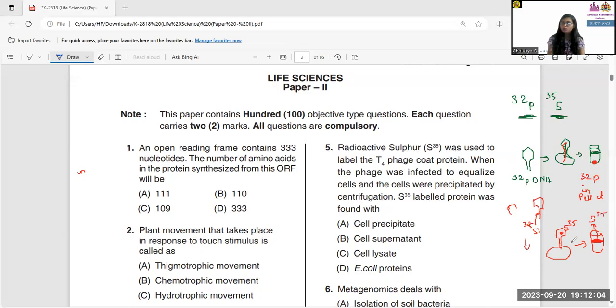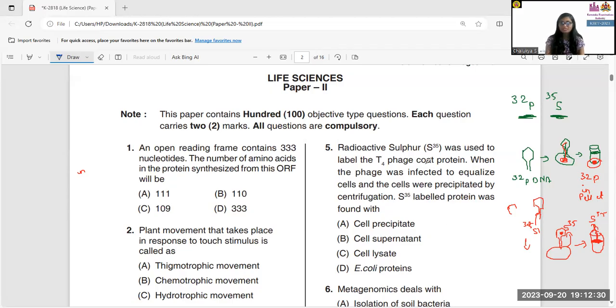That is outside of the cell. Inside the cell, DNA is there. Outside the cell, protein is there. Inside the cell, only genetic material transformation takes place, so that's why it should be settled at the bottom. And the bacteriophage protein coat contains sulfur, so based on the density, it is present in the supernatant.